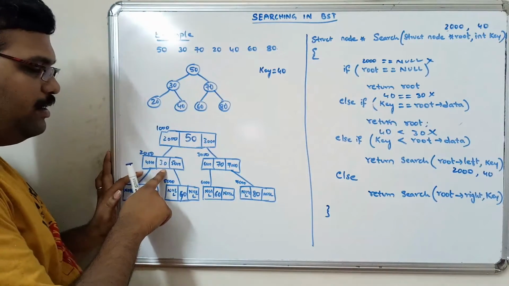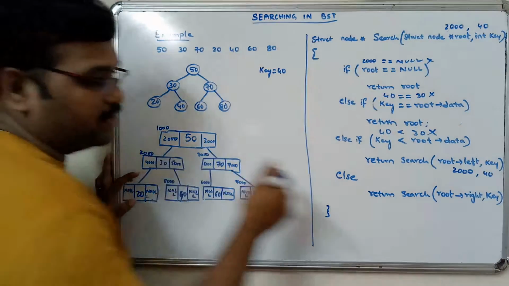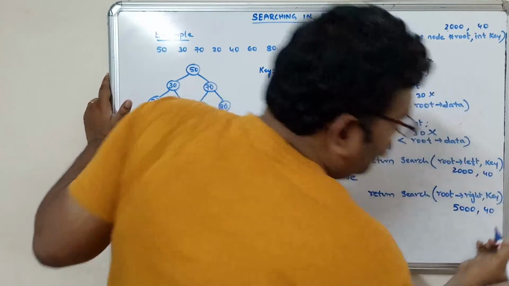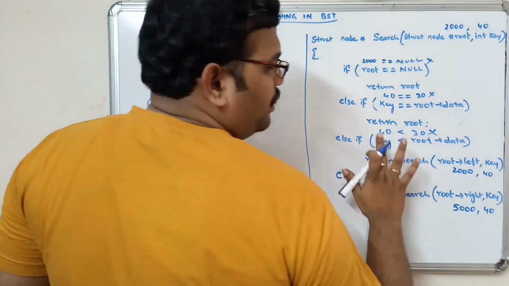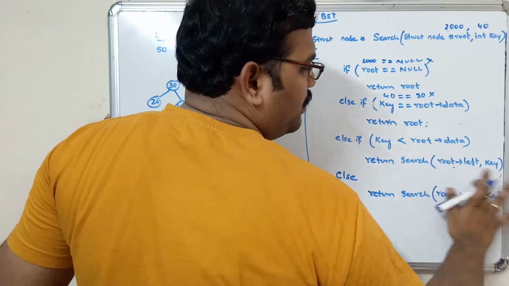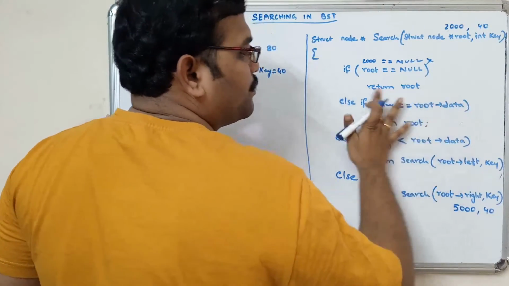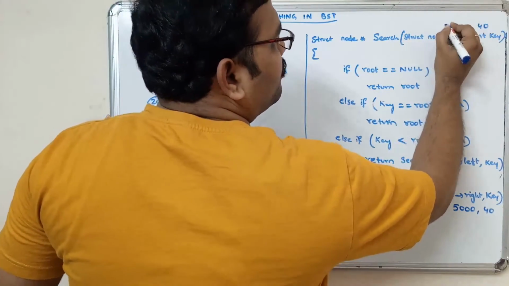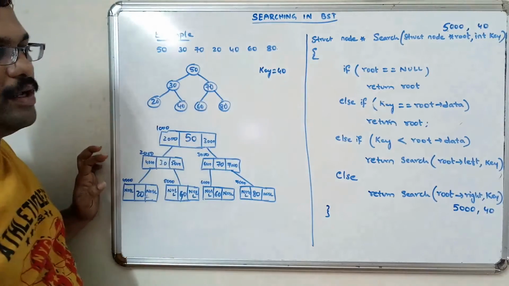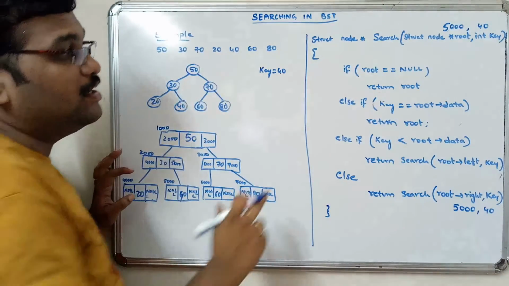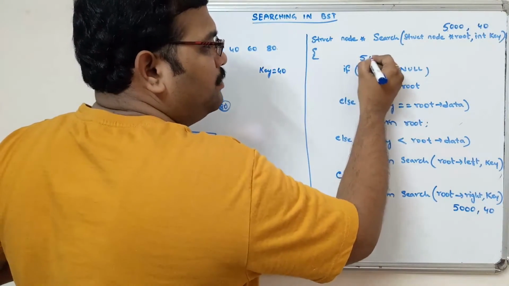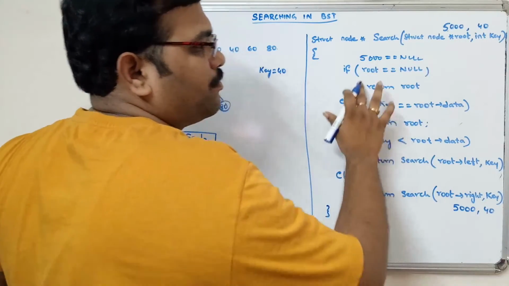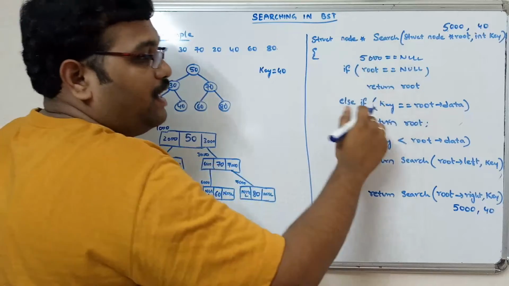Here root is 30, root of right is 5000. So 5000 comma 40. Right? So in the second recursion, right? So here 5000 comma 40. Again repeat the same process. So 5000 is equal to null, false.